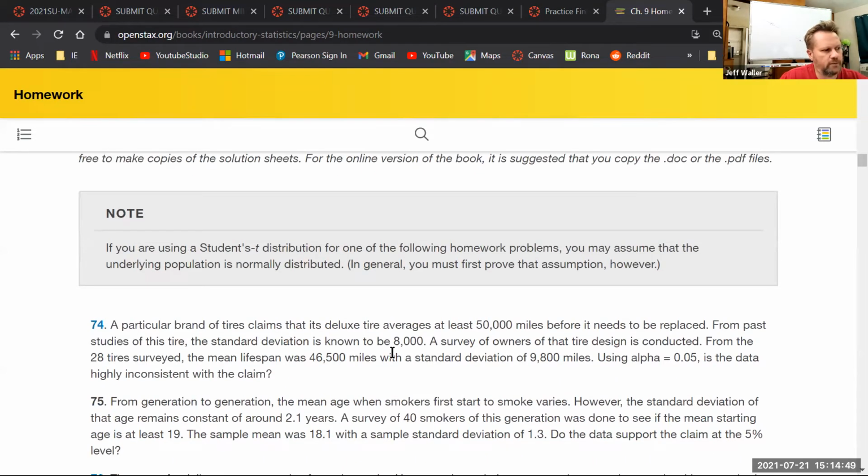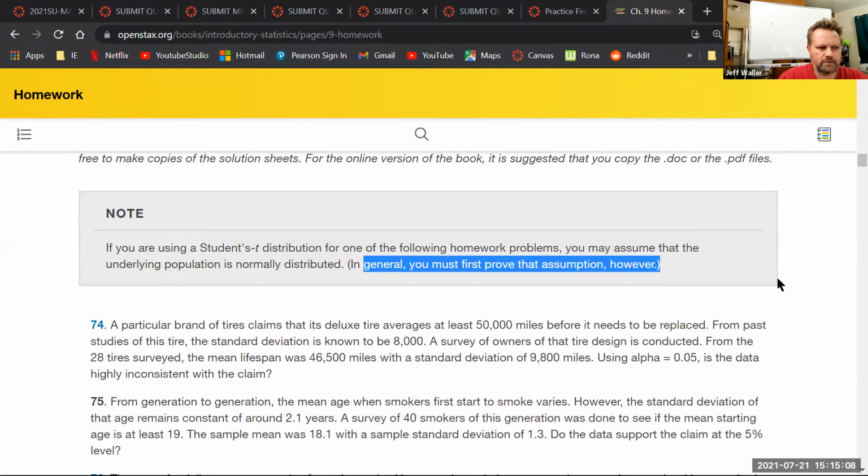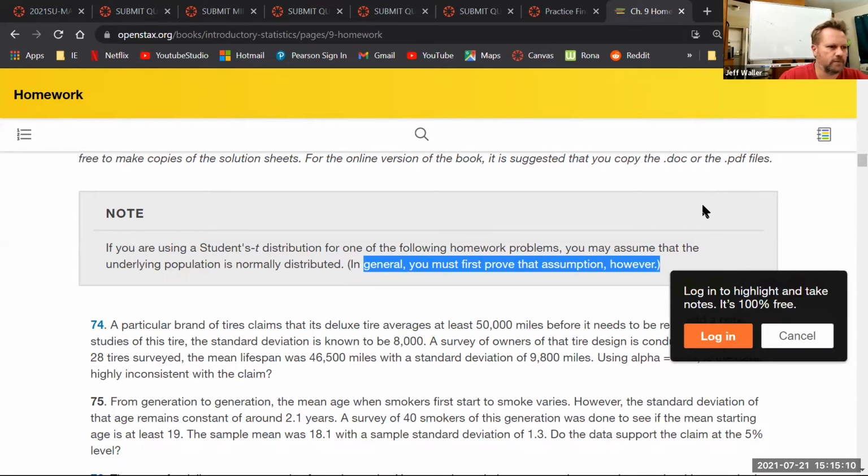74, I think they originally wanted to be a t-score problem, and then they made it a z-score problem, and then they forgot to change the number. Does that make sense? Okay, so if they tell you to use a t, then you can assume that it's normal. They're saying in these problems, assume normality. In the real world you'd have to prove that assumption, but we're not in the real world, kids. Okay, perfect.